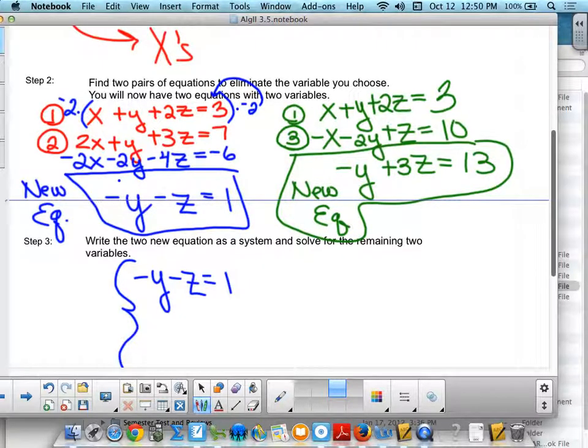Okay, brand new equation. It only has two variables: you've got negative y plus 3z equals 13. Okay, guys, this is where you were two weeks ago. Solve the system by substitution or elimination. Just go get your y and z. Once you get y and z, go back and get x. This is where I kind of turn it over to you now. Go, finish it.